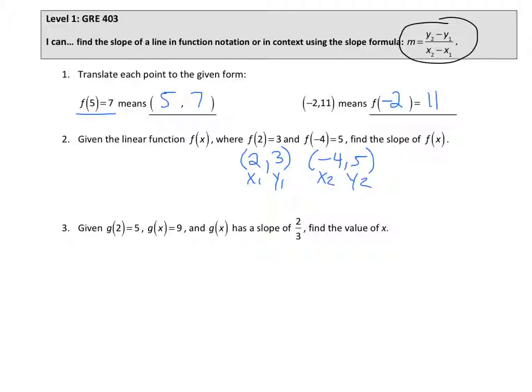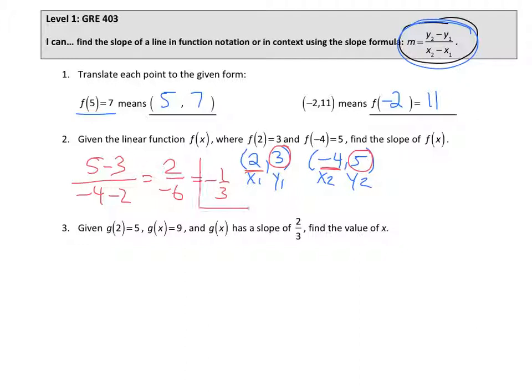Now to review, using the slope formula, on the top we subtract the y's. So I'm going to start with my second y and then subtract my first y. So 5 minus 3. And then on the bottom I subtract the x's. And since I started with the second point for y, I need to start with the second point for x. So I do negative 4 minus 2. And 5 minus 3 is 2. Negative 4 minus 2 is negative 6. That reduces to negative 1/3, and that's my slope.